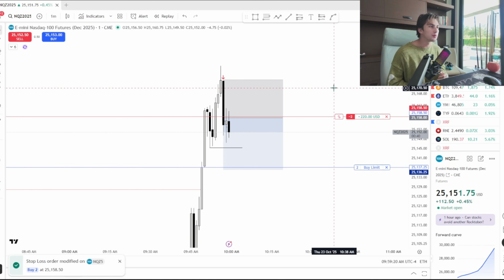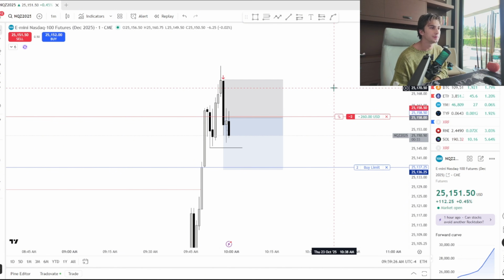That's so annoying, bro. ES keeps creating these SMTs. It just keeps trading inside these levels that I want to target. I mean, that's kind of expected with such a bullish move like this, though.